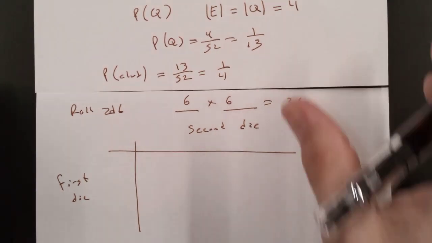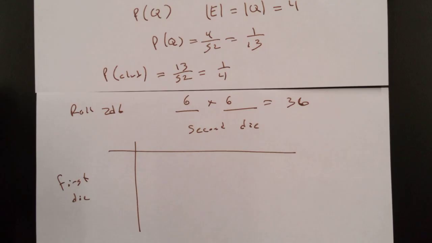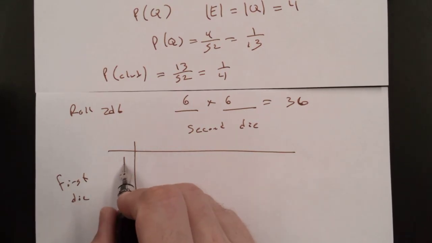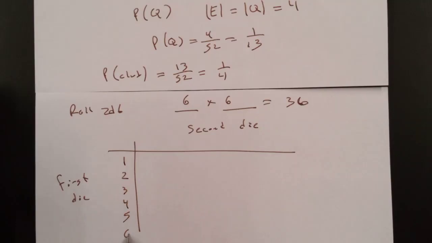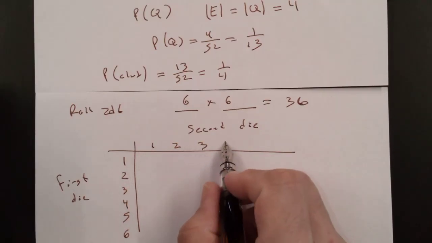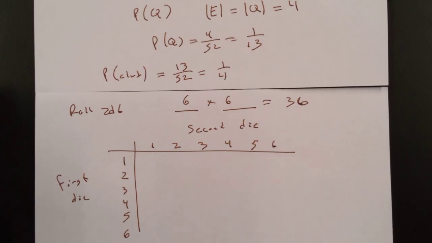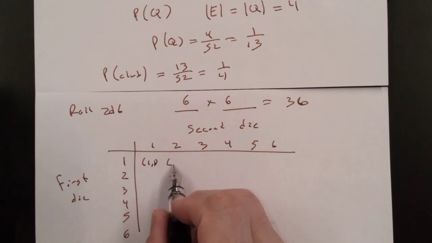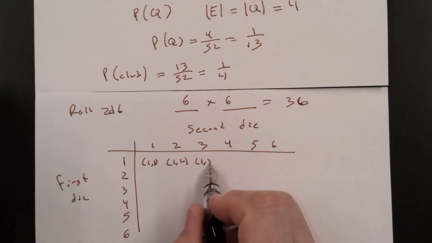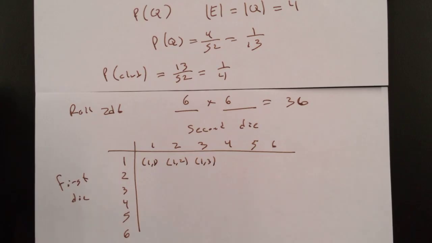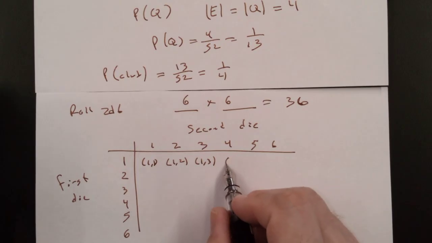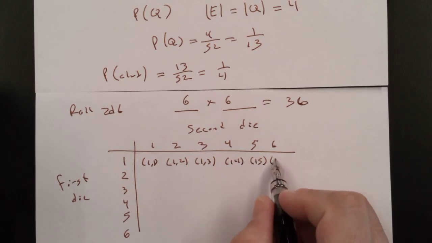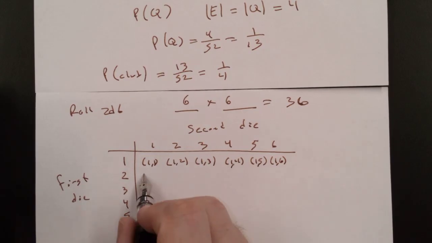So I'm just going to make a chart. You could make a tree, couldn't you? You could make a tree diagram here. First die followed by second die. I'm going to make it as a table. Options for the first die, options for the second die. Yes? And on I go. First, a 1 followed by a 1, a 1 followed by a 2, a 1 followed by a 3. Notice I'm putting the first die first, the second die second. I'm going to be here for a minute.